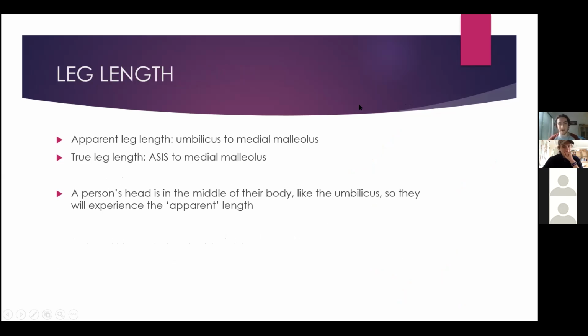Leg length, apparent leg length versus true leg length. You might get a question on this. I've been asked it on the wards once or twice. Not super high yield. True leg length is just measuring the leg, is sort of how I think about it. So you start on ASIS and you go down the leg. Whereas apparent leg length, you measure bits that aren't the leg, like the umbilicus. If that helps, then it helps. If it doesn't, just try and find another way to remember that.